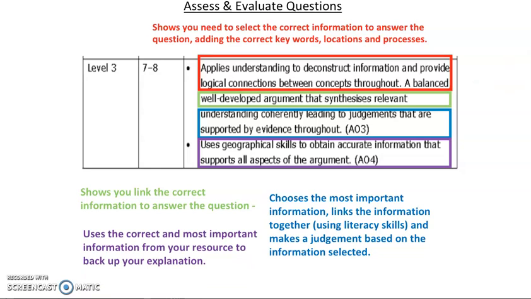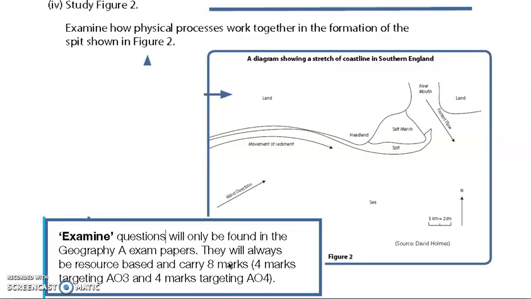And then finally, the last bit, use geographical skills to obtain accurate information that supports all aspects of the argument. Have you used the information from the resource to back up your explanation? It's as simple as that. So, let's have a look at a couple of examples to help you through here. So if we look at this one, we've got this diagram. Study figure 2. Examine how physical processes work together in the formation of the spit shown in figure 2.